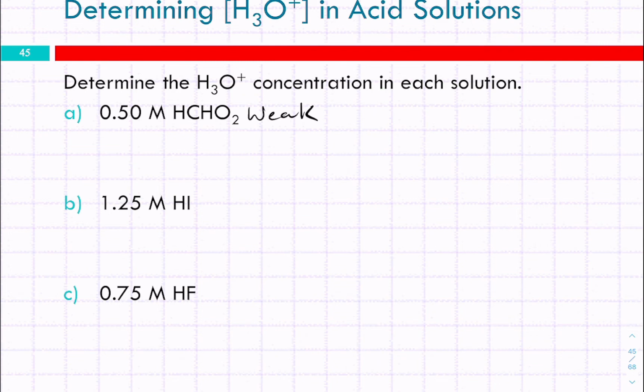This is weak. So if this is a weak acid, that means we're only getting partial ionization. And this will come up on the pH worksheet, which we haven't gotten to yet. So this is going to be, these are two less than signs, a lot less than 0.50 molar H3O plus, because it's a weak acid.